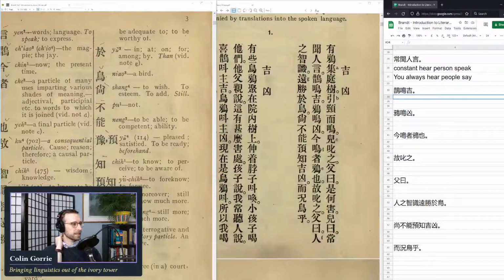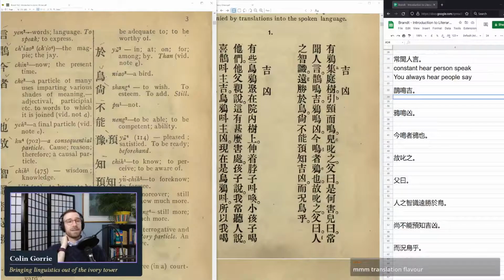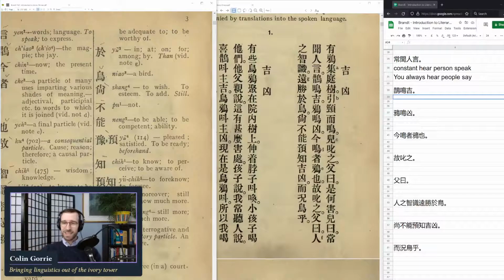What's the next sentence? Okay, so here we have a character which represents a word that translates as magpie or jay. I think this is che in the modern Mandarin reading. If you speak it or read it, drop the accurate pronunciation in the comments. I'm sort of floating on this ocean of uncertainty and Wade-Giles.